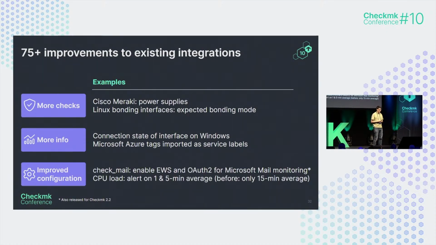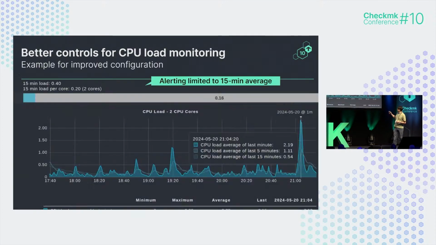And lastly, we also try to improve the configuration, which extend the monitoring then in the end. And one example is, for example, that you can now monitor Microsoft Mail using OAuth. And the last thing, and to basically showcase what I mean about it, I actually brought a screenshot.